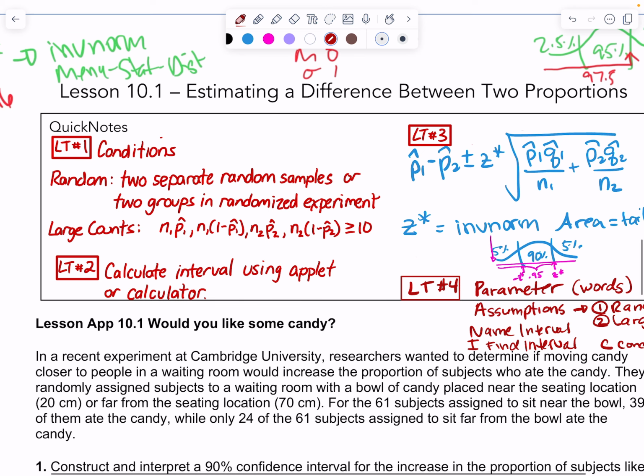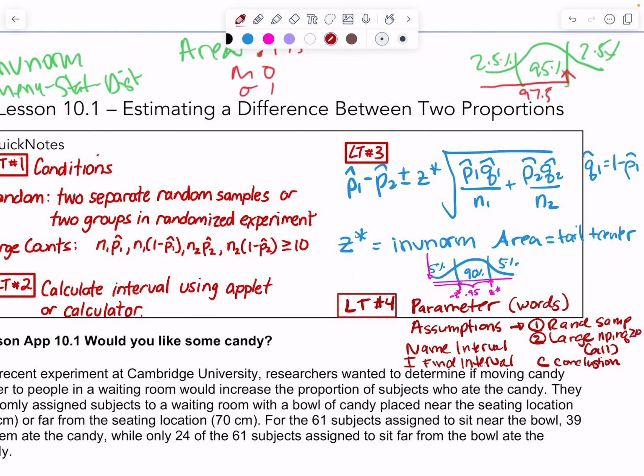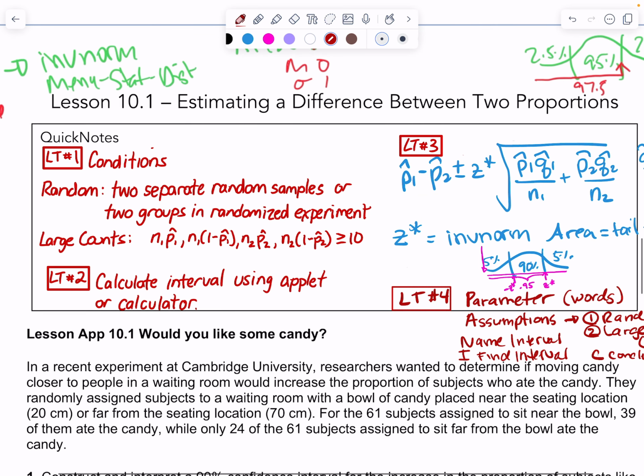All right, it says calculate the interval using applet or calculator. You can use the calculator. I do like to show you guys this formula here. Use the formula. And then, of course, these are our conditions, which we talked about, the 2 conditions. And make sure you get all 1, 2, 3, 4. All has to be bigger than 10.